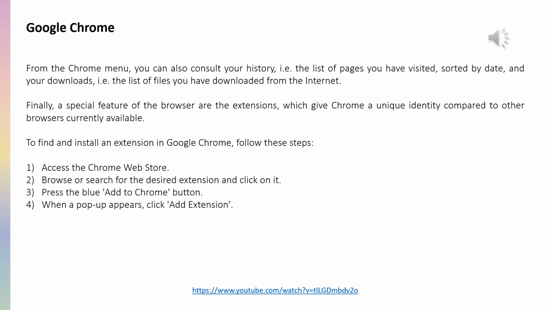Access the Chrome Web Store. Browse or search for the desired extension and click on it. Press the blue Add to Chrome button. When a pop-up appears, click Add extension.